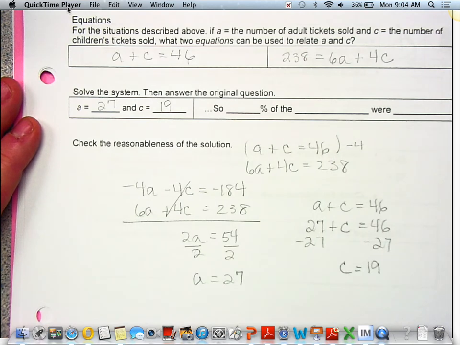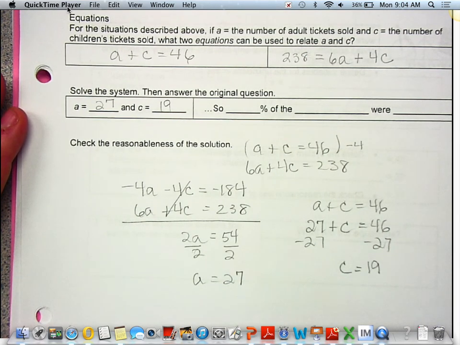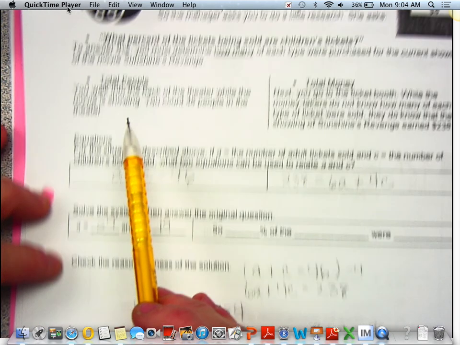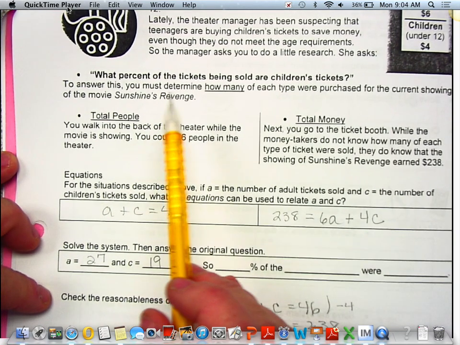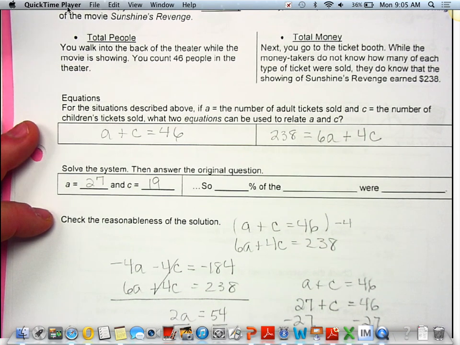Now, how do we do percent here? 27 over 46. You do the total, don't you? Now, she wants to know what percent, what is the question? What percent of the tickets being sold are children's tickets? So we want to do 19 over 46.